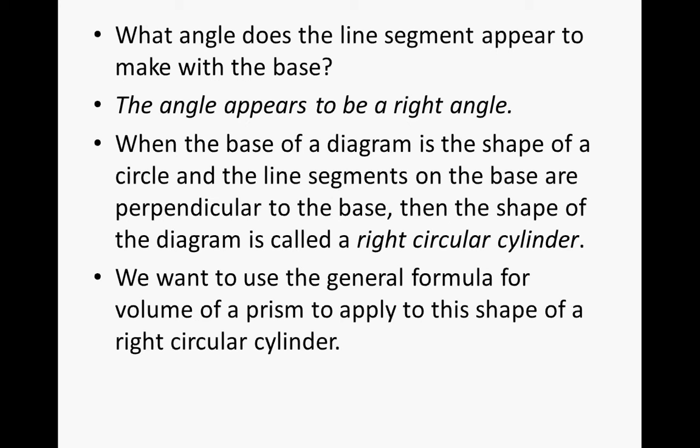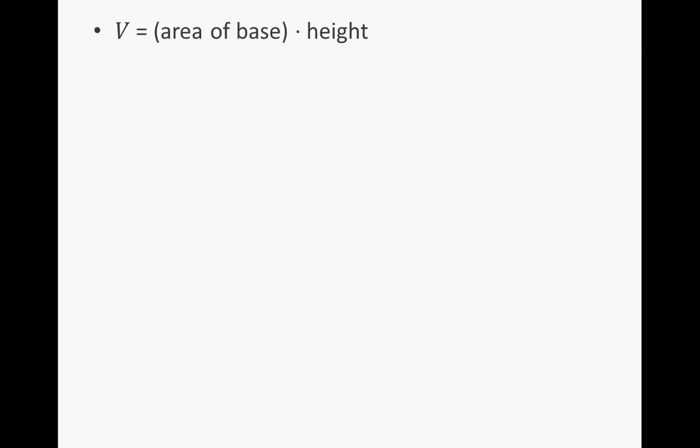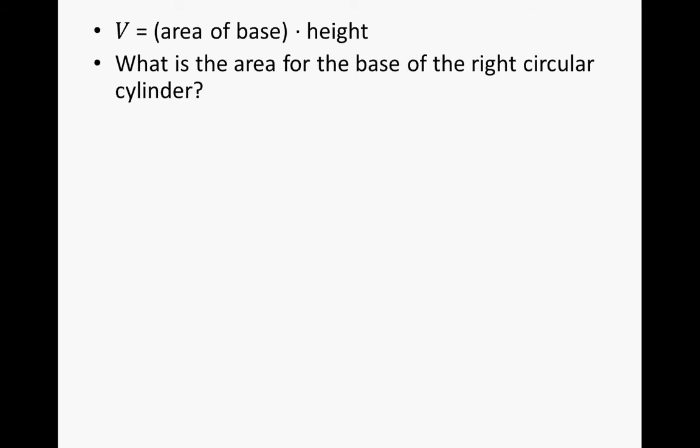We want to use a general formula for volume of a prism to apply this to the shape of a right circular cylinder. What is the general formula for finding the volume of a prism? Well, from before, you should know that volume is the area of the base times the height. So what is the area for the base of a right circular cylinder? Well, the area of a circle is equal to pi r squared.